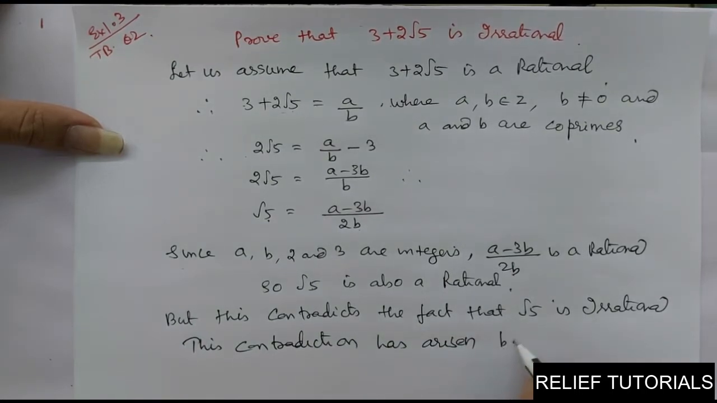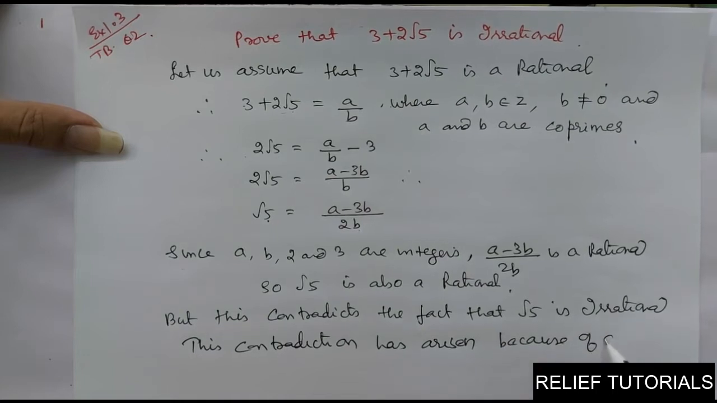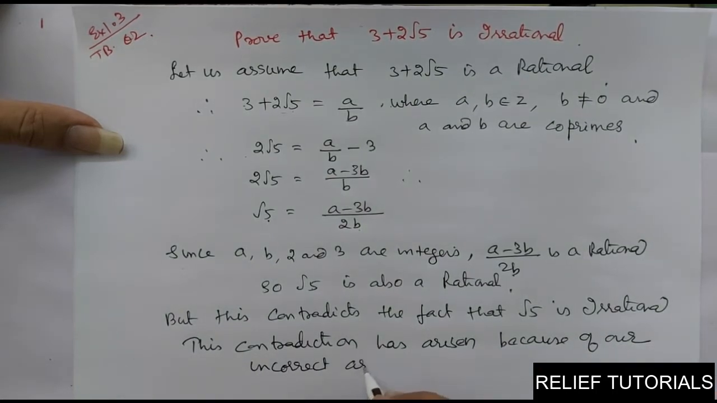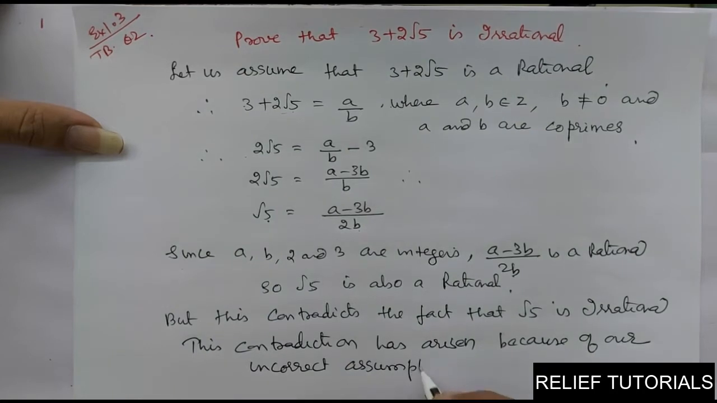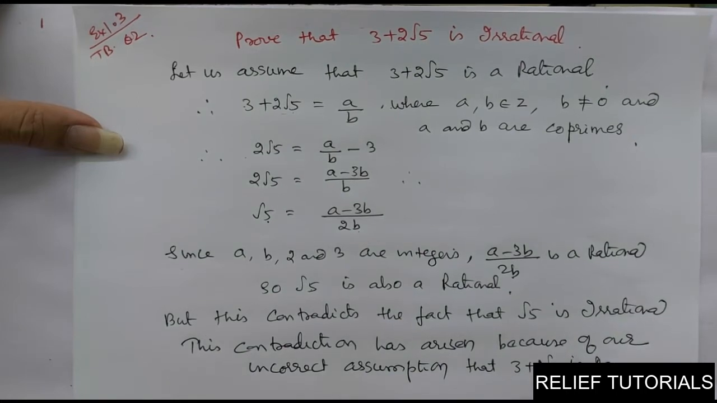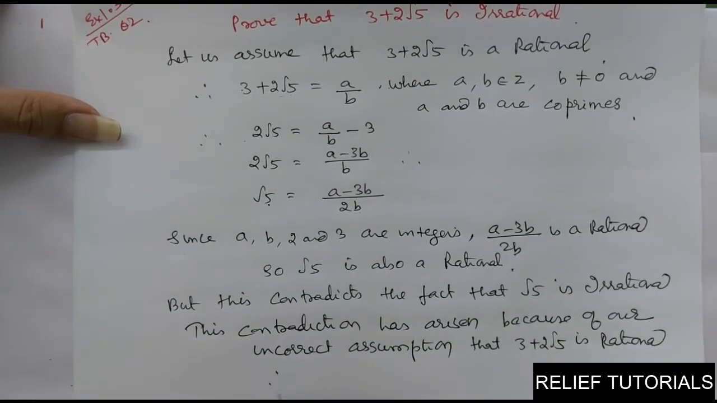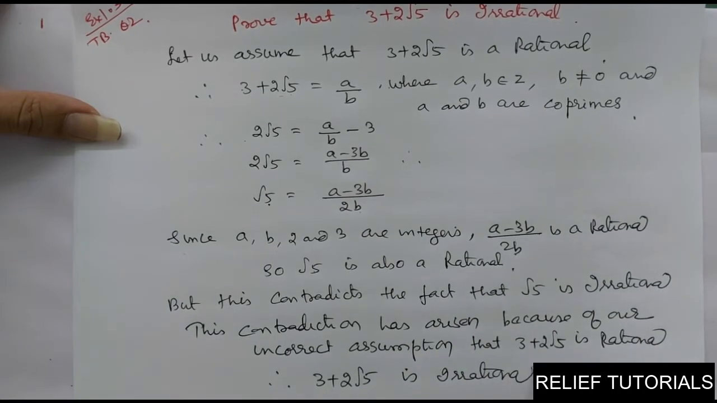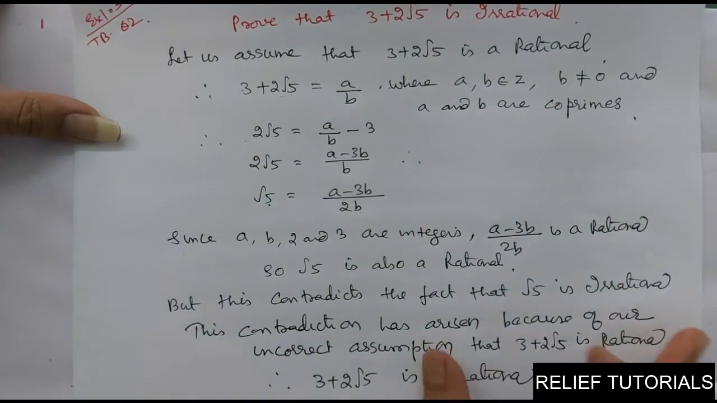How? Because of our incorrect assumption that 3 plus 2 root 5 is rational. Clear? So therefore you can say 3 plus 2 root 5 is irrational. Same step, same process. Clear?